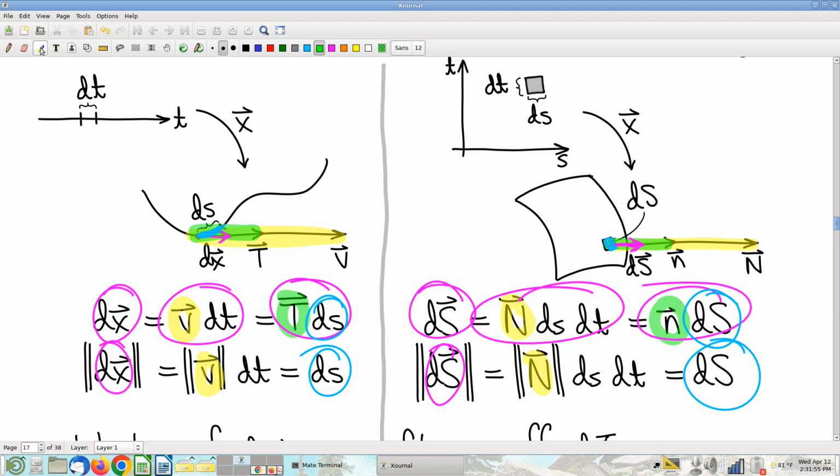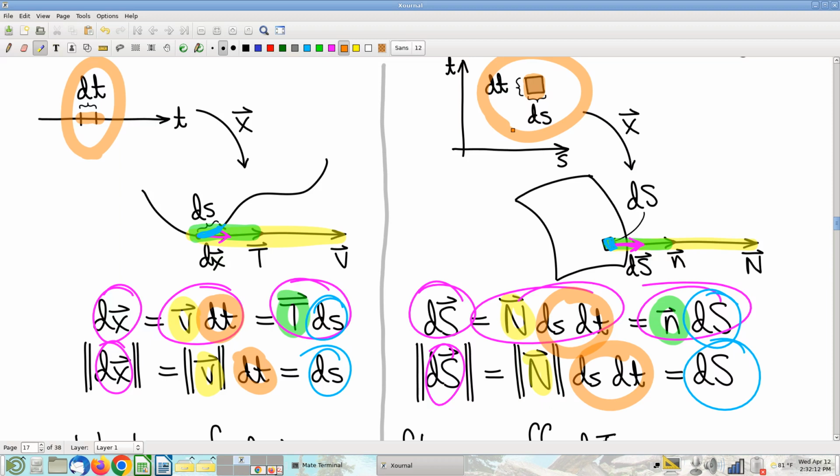Let me do the pullback differential, dt. The pullback differentials over here, dt and dS, just for the sake of analogy. So perfect. Everything fits.